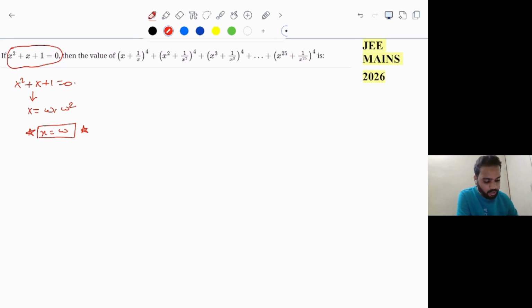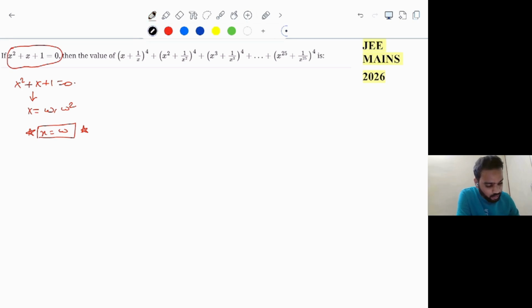So now I'll try to take x is equals to omega. And now let's look at the required part. We have to find out the value of x plus 1 by x whole power 4 plus x square plus 1 by x square whole power 4 and so on up to x power 25 plus 1 by x power 25 whole to the power of 4.